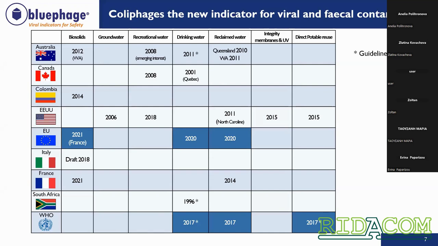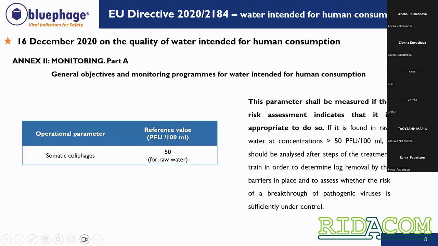In France also, they introduced the coliphages for the analysis of biosolids. And as you can see, the WHO organization already introduced in 2017 the coliphages in drinking water, reclaimed water, and direct potable reuse as a guideline. Okay, and for example, in America, North Carolina has been using the coliphages since 2011. So let's discuss very briefly the European directive.